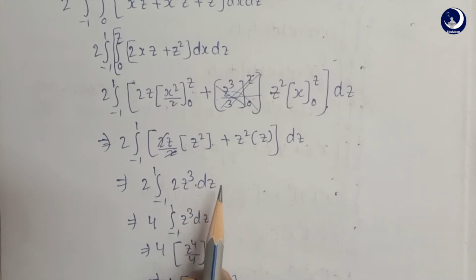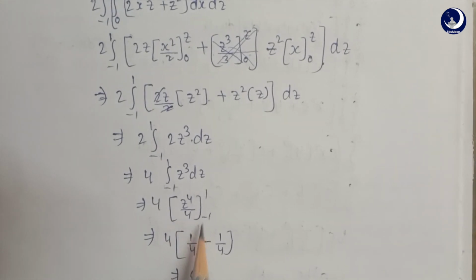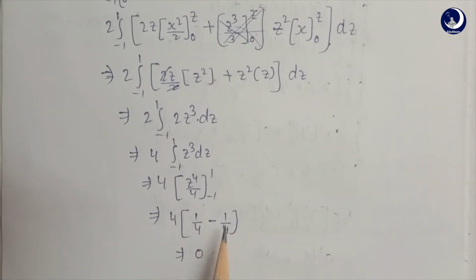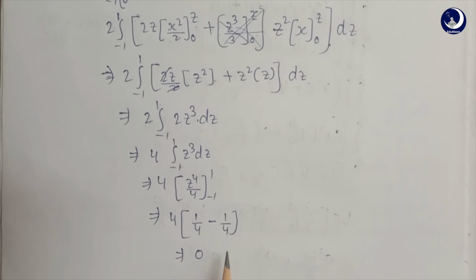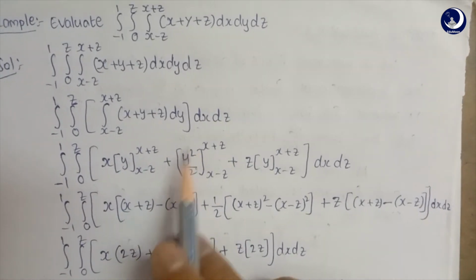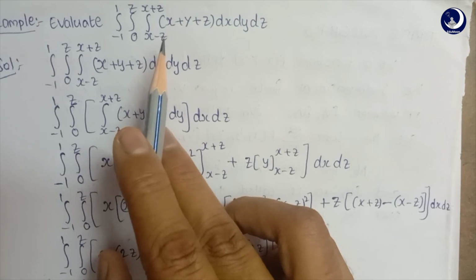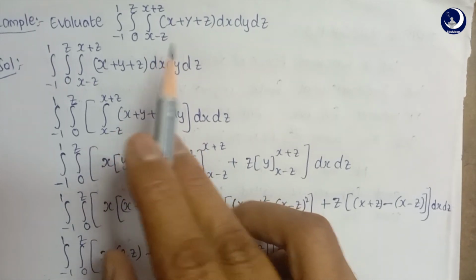Finally, we integrate with z. Then we get z to the power 4 by 4. By solving this, we get 1 by 4 minus 1 by 4, which equals 0. Like this, we have to solve equations. When constants are given, we can integrate with any variable, either x or y or z. When variables are given, we take the limits as functions of the other variables and solve accordingly.